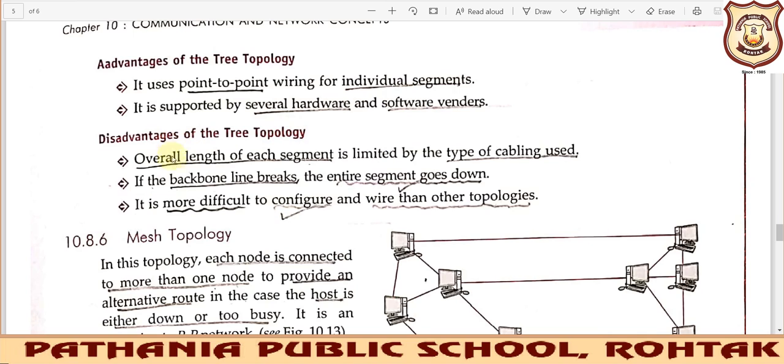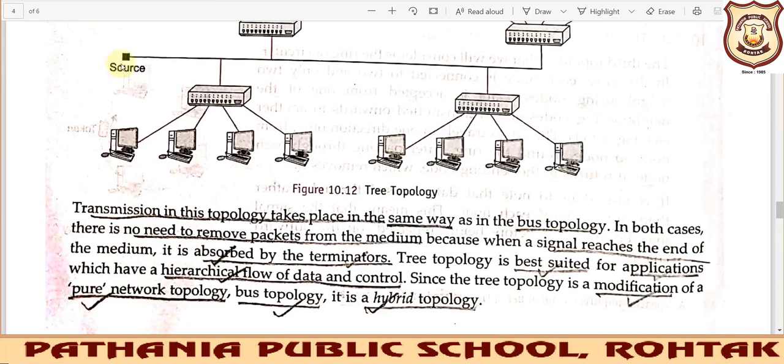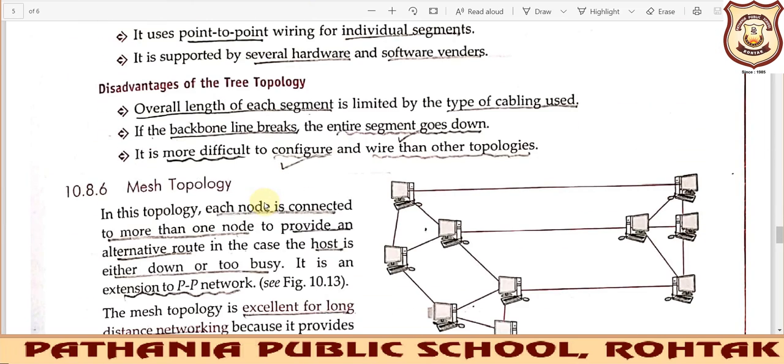What are the disadvantages? Backbone line breaks, meaning the central line through which all the computers are connected. If this line breaks, then there is a problem in the whole network. Then it is more difficult to diagnose which wire has the problem. This is also a complex problem.